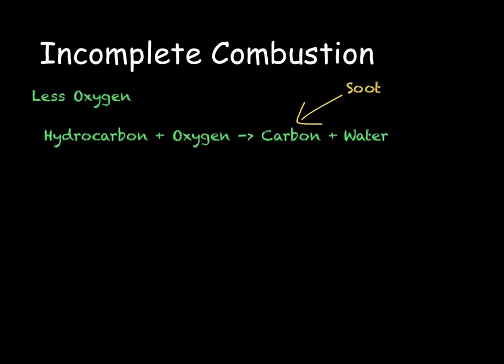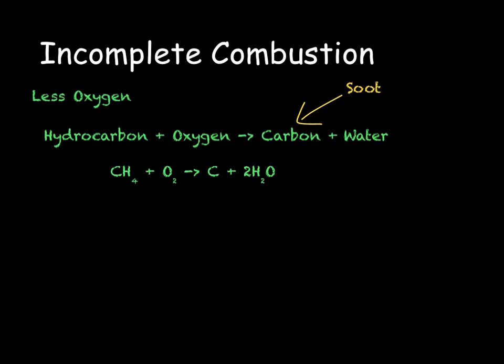First of all, if there is less oxygen than we need, we get the formation of carbon instead of carbon dioxide. We still produce the water vapour. So our equation would be our hydrocarbon, in this case our fossil fuel, plus less oxygen goes to carbon and water. This carbon is our particulate and is known as soot. Our balanced equation would be CH4, methane, our example of a hydrocarbon fuel, plus O2 goes to C and 2H2O.